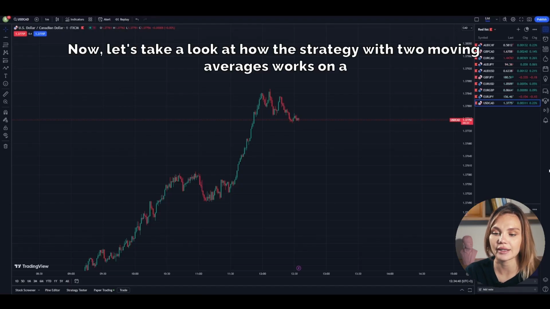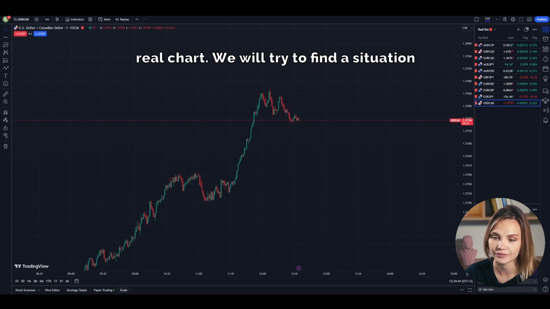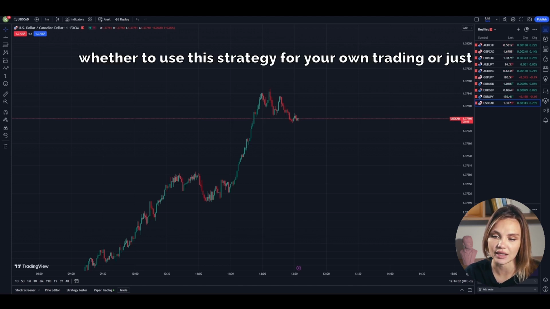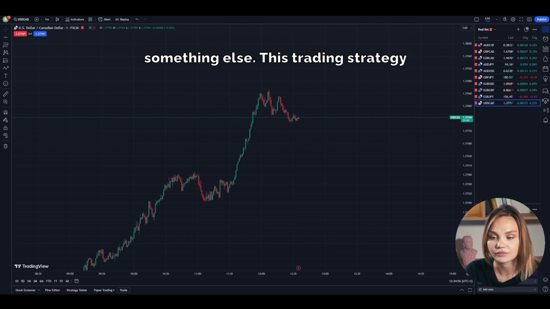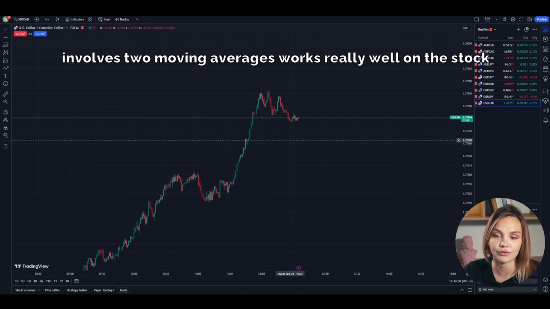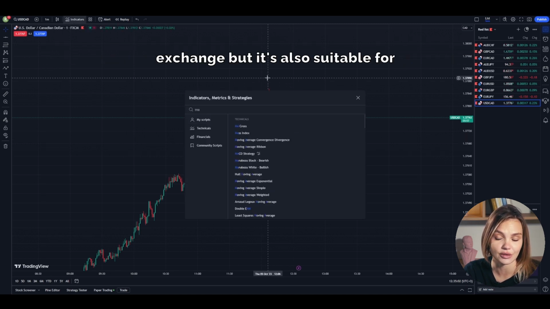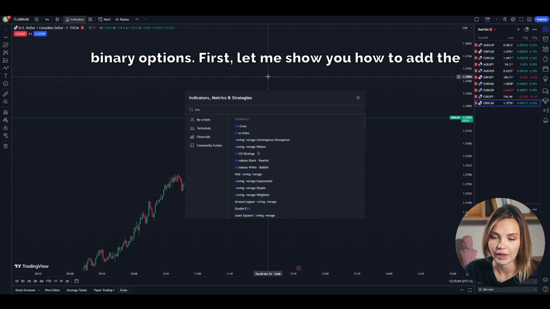Now, let's take a look at how the strategy with 2 moving averages works on a real chart. We will try to find a situation suitable for trading for this trading strategy. Let's show you how it works so that you can decide whether to use this strategy for your own trading or choose something else. This trading strategy involves 2 moving averages, works really well on the stock exchange, but it's also suitable for binary options.